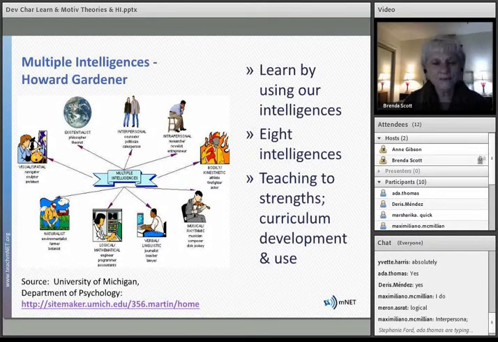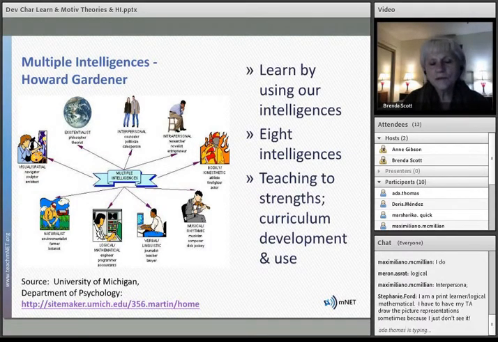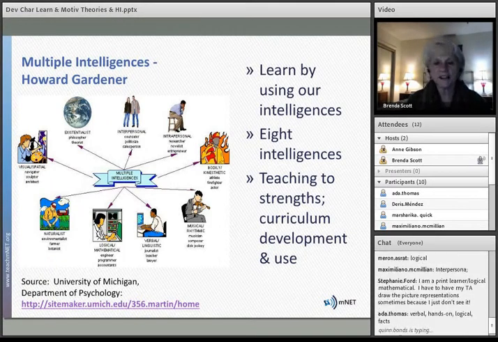Interpersonal, yeah. I like the interpersonal, and then there's an intrapersonal. Print learner, logical, mathematical, yeah. Draw the picture representations, yes. I'm very much a picture learner too, Stephanie. If I can see a picture or a diagram, I can understand it a whole lot better. Verbal, hands-on, logical, facts.